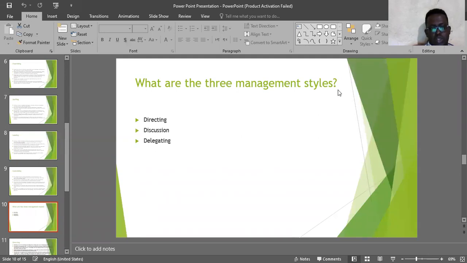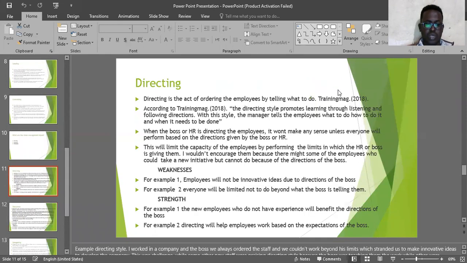So now I'm going to explain the three management styles. The first one is directing, the second one is discussion, the third one is delegating. I will go through them one by one so that I can explain more on what each looks like.